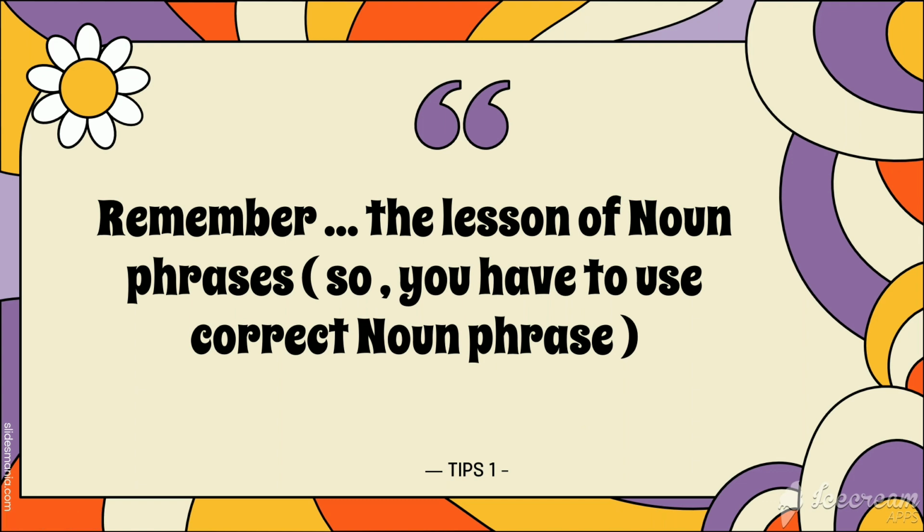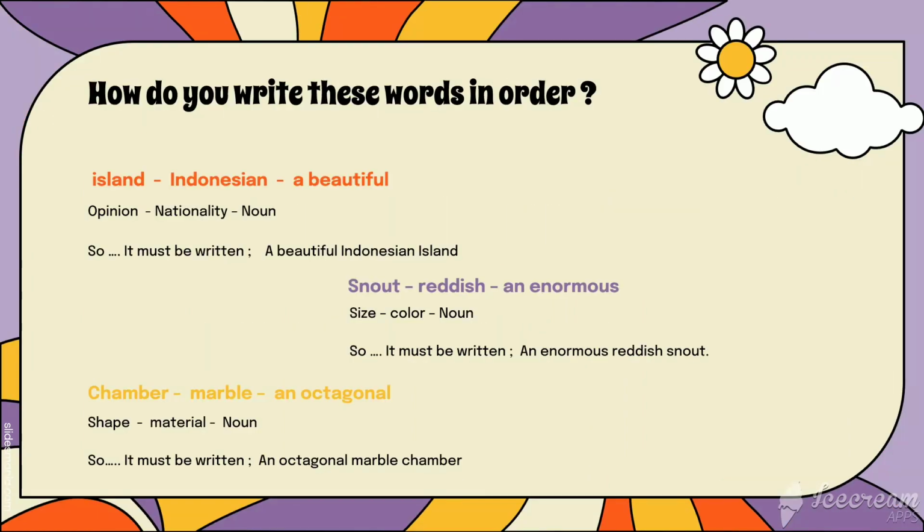Remind you of the lesson of noun phrases that we have discussed in the previous meeting. So you have to use the correct noun phrase. Yeah, for example, how do you write these words in order? It is the example: island, Indonesian, beautiful. Remember, island, what is it? Noun. Okay, yeah. Indonesian belongs to nationality, and beautiful is opinion. So it is still jumbled, and you will write a beautiful Indonesian island. So it is the example of a noun phrase.